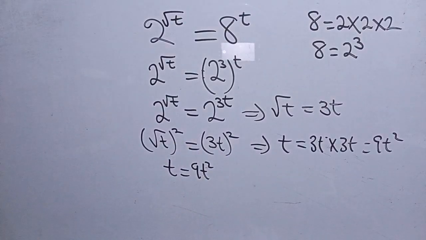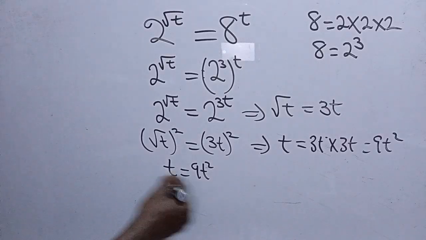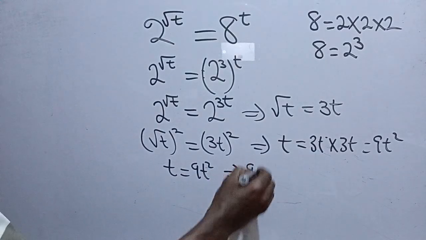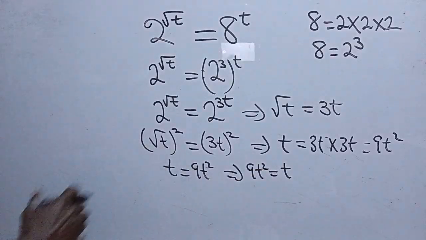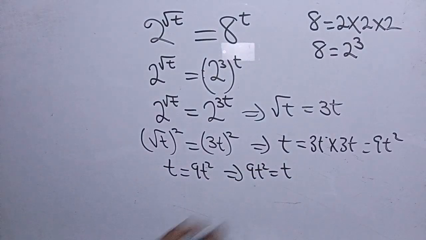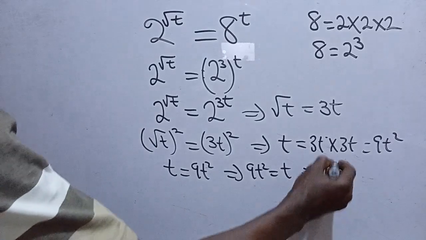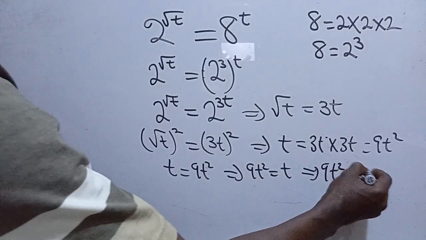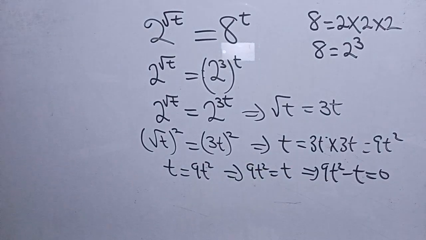Don't make the mistake of saying let's divide both sides by t. No, that will be wrong. So this is the same thing as 9t squared equals t. Whether you place it to the left or right, it's the same thing. So this implies 9t squared minus t is equal to 0. By the time you bring t here, this will remain 0. So 9t squared minus t equals 0.